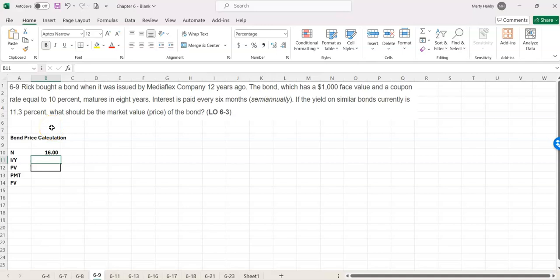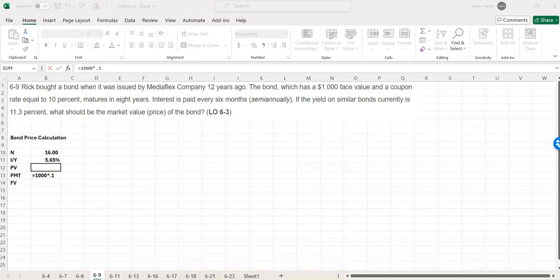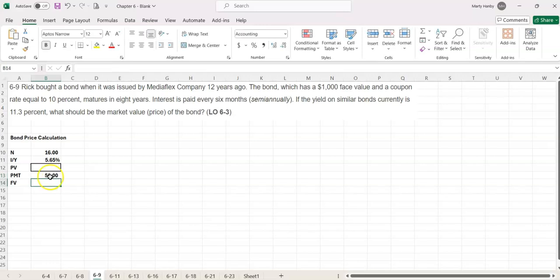So the rate is the 11.3% divided by 2, so 0.113 divided by 2, so 5.65% every 6 months. And calculating the PV, our coupon payment is 1,000 times 0.1. Then we divide by 2, and we get $50 every 6 months, and then $1,000 future value.